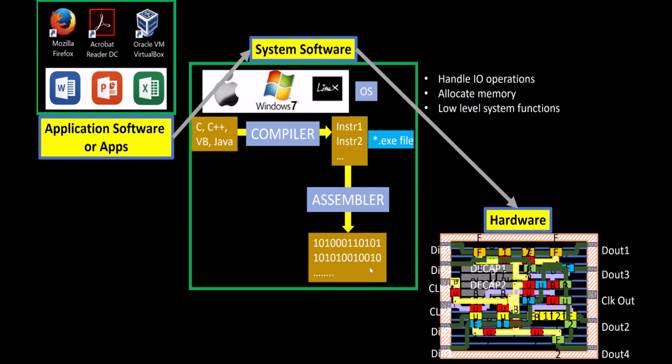These binary patterns are then fed to the hardware, and the hardware understands that if it receives this kind of pattern, it has to do some X function. If it receives this pattern, it has to do some Y function, and accordingly it generates the output. So that's the flow. That's how it goes from the OS to the compiler and the assembler, and then to the hardware. That's the entire flow.